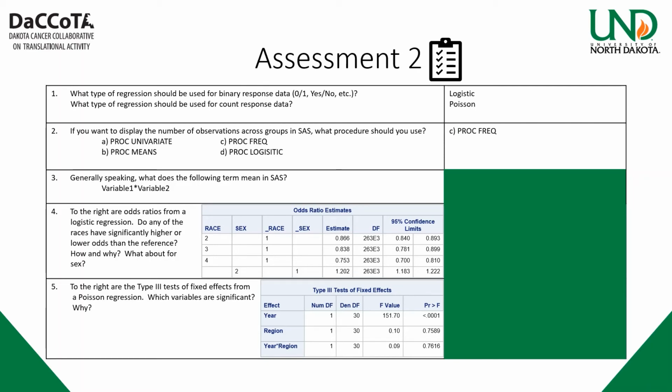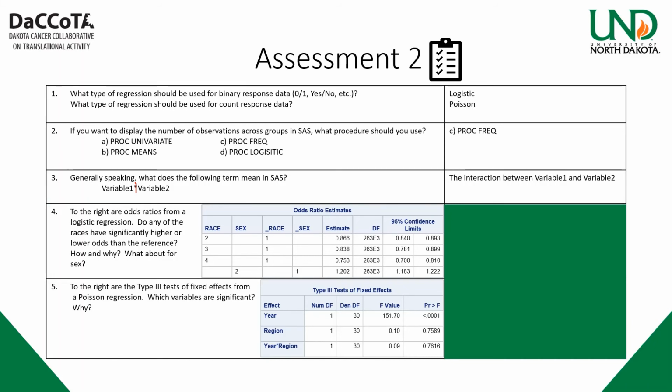And then generally speaking, on 3 here, what does this following term mean in SAS? Now this is a little tricky because it means something different in R, but in SAS it just means the interaction between variable 1 and 2, whereas in R it means variable 1, variable 2, and the interaction. If you want that same thing for SAS, you need to have a bar to have the variable 1, 2, and the interaction. Tricky, but you'll get it.